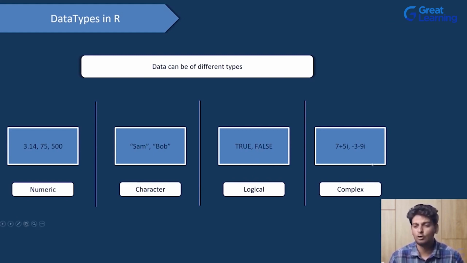And then finally we've got the complex data type. In the complex data type, you have two parts. First is the real part, and then you have the imaginary part. So over here, we've got numbers such as 7 plus 5i and minus 3 minus 9i. In 7 plus 5i, 7 represents the real part and 5i represents the imaginary part. So these are the different data types which can be present in R. Now again, let's go back to RStudio and work with some data types.